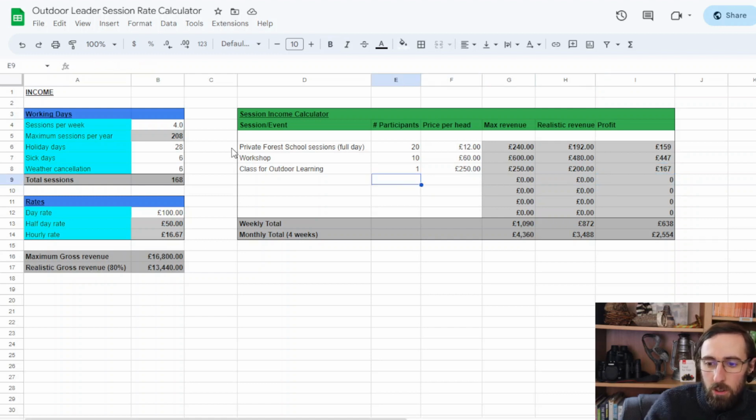And then once you've filled in all of your different sessions and activities, you can get an idea of what your weekly total profit is going to be and what your average profit over 4 weeks is likely to be. So in this case, about 2,500. So that's income. You should have a play around with this, see what works.